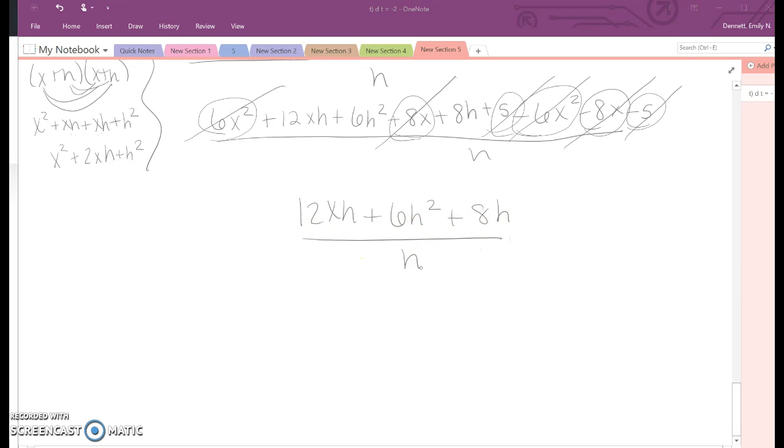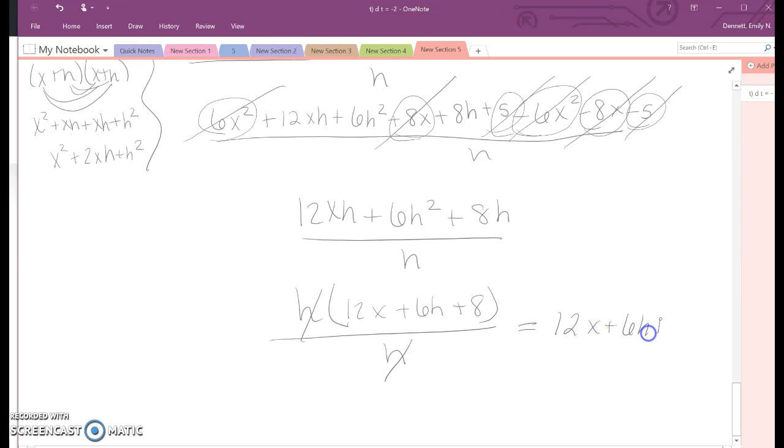Okay, since there's an h in every term in the numerator, we can factor out an h. So we'll pull out an h. From 12xh, we'll have 12x. From this 6h squared, that'll just be 6h. And from the 8h, if we pull out the h, we've got 8, all over h. And then your last step will always be to cancel these h's. So our difference quotient, our final answer, is 12x plus 6h. Oops, I forgot the plus. 12x plus 6h plus 8.